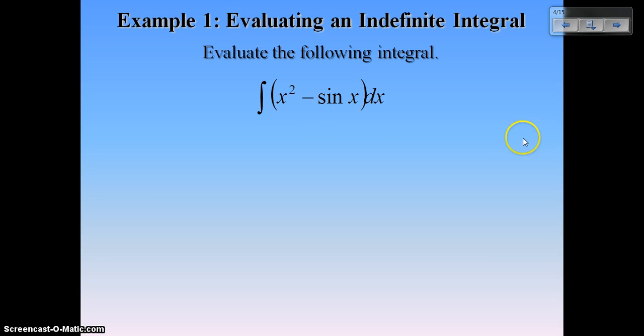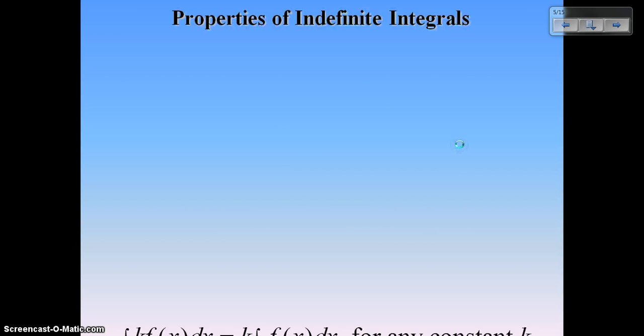Alright, just a little practice for you. Evaluate the following integral, the integral of x squared minus sine x dx. This requires us to know some antiderivatives. The antiderivative of x squared is x cubed over 3. We've done that one several times. The antiderivative of sine would be negative cosine, but that negative there makes it a plus, and then we put the plus c. Simple antiderivative rules.